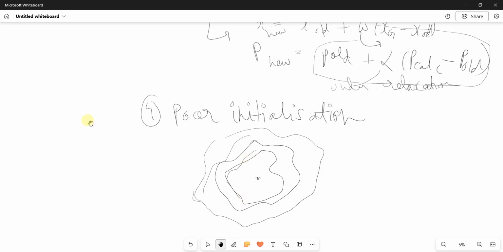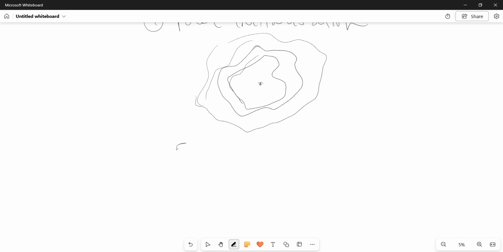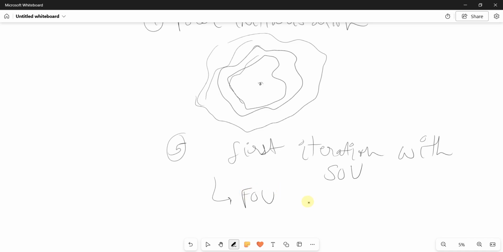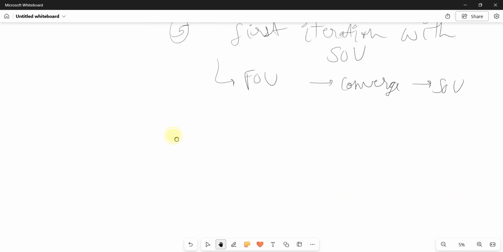The fifth one is what I discussed earlier in that session: the first iteration with second order upwind. You always do, as I said, FOU first, then once converged, you go with SOU, right? This is just a standard approach that you use. Nothing much to think about. I had explained the reason back then. You can just review that.